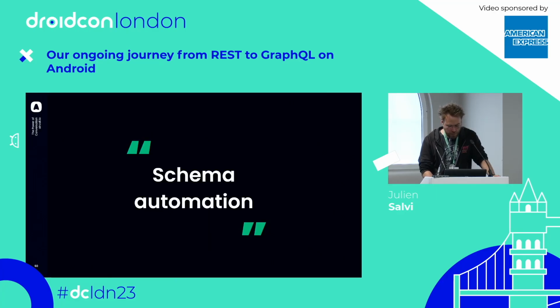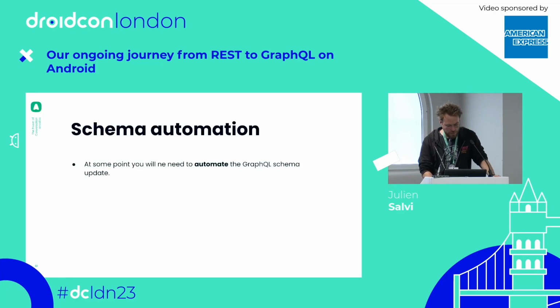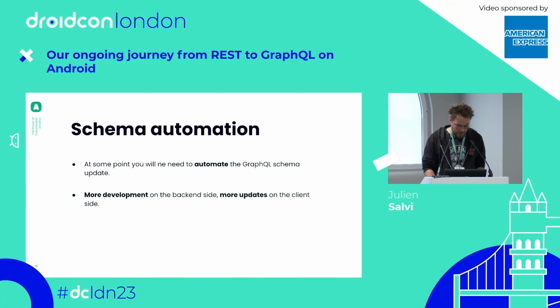Another thing is schema automation. This is very important if you want to update your schema automatically and not deal with it manually, because it takes time. So why not automate all the things?